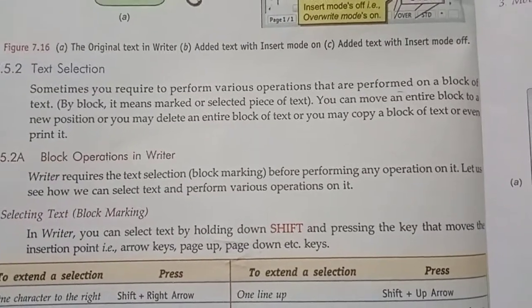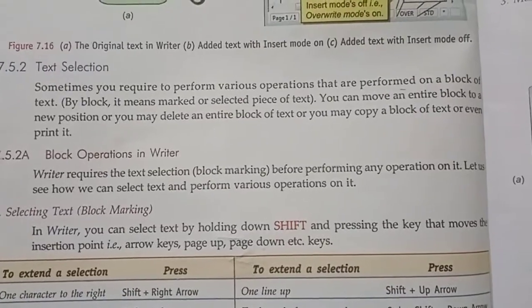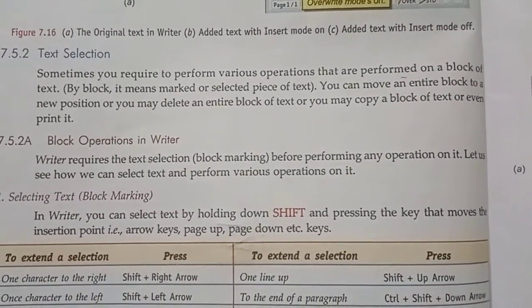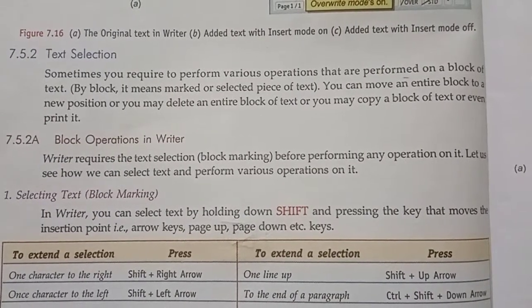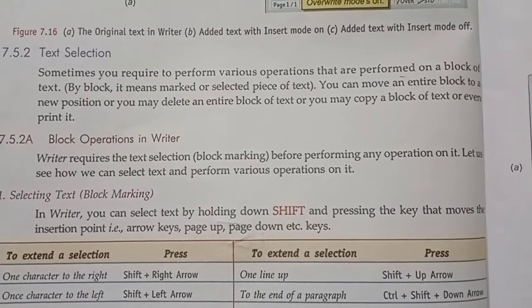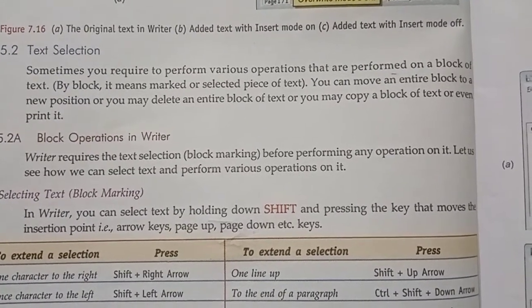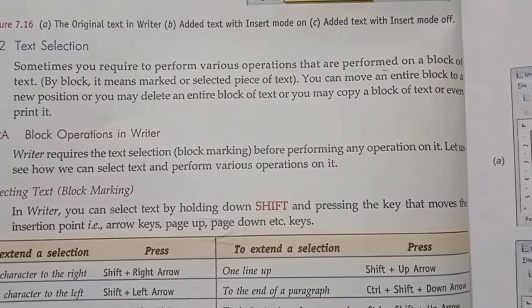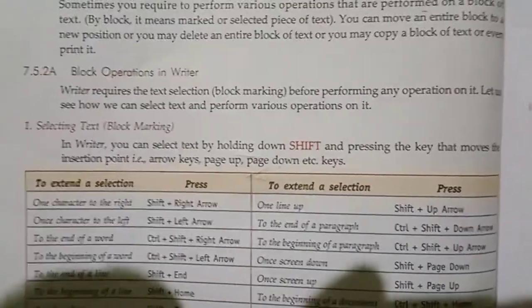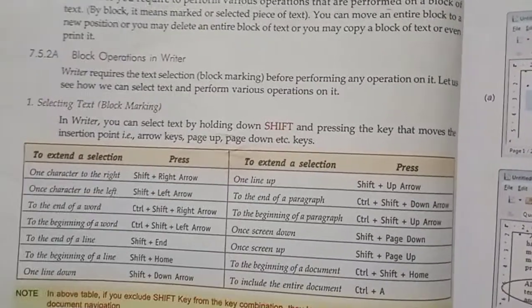If you type text in OpenOffice Writer, how can we select the text? There are many options here. First one, block operations. Writer requires the text to be selected before performing any operation on it. Look here, selecting text. We can select by using block marking, and there are many shortcut keys.